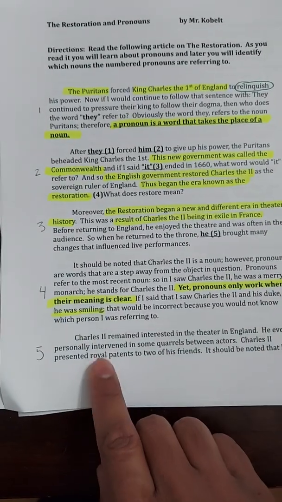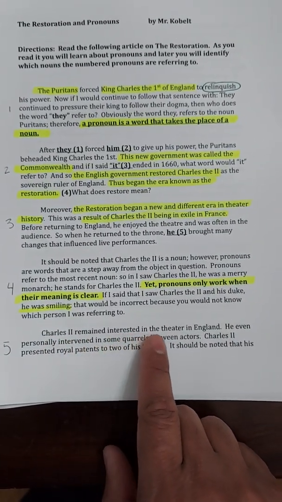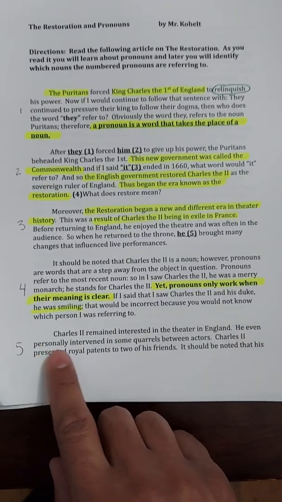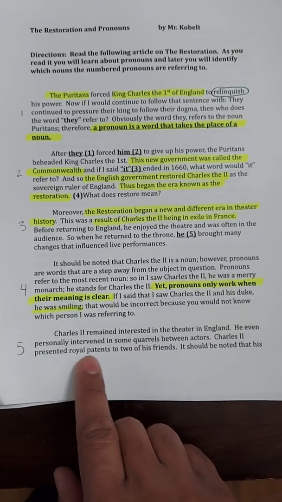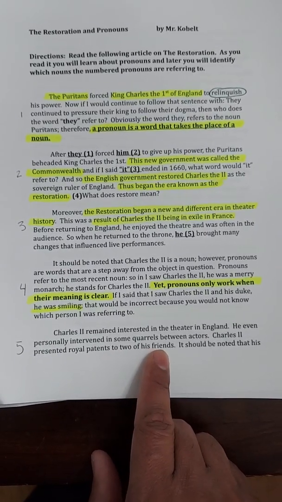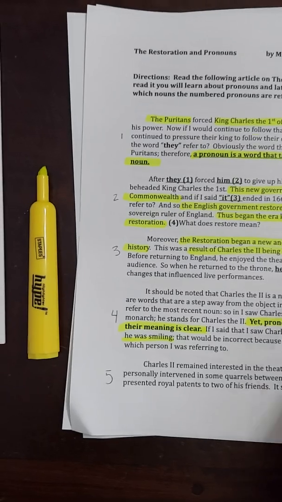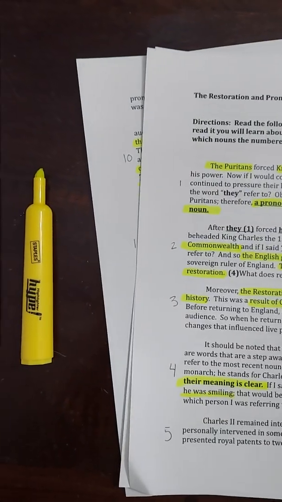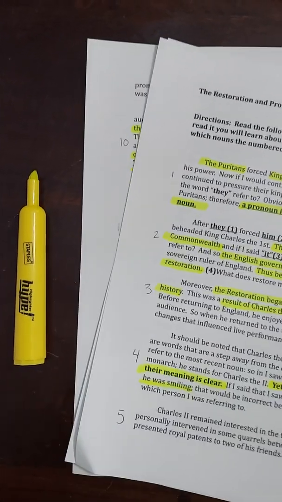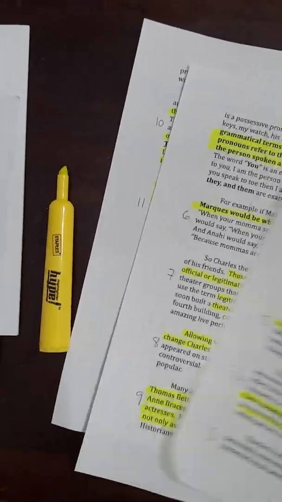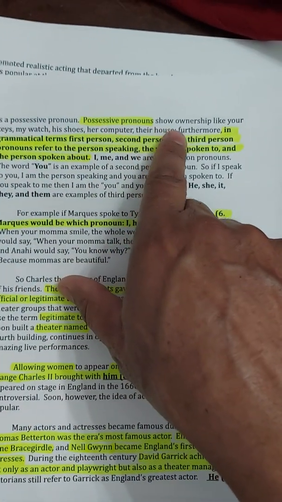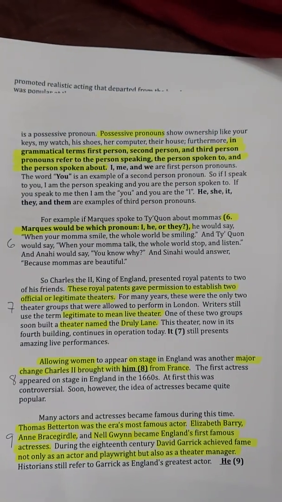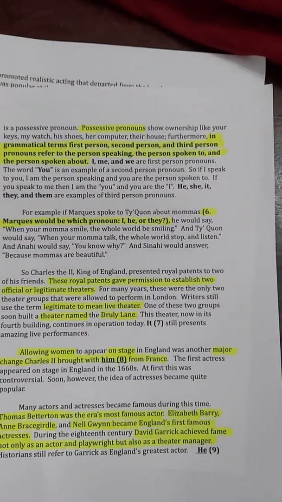Okay. Number 5. Charles II remained interested in theater in England. He even personally intervened in some quarrels between actors. Charles II presented royal patents to 2 of his friends. It should be noted that his is a possessive pronoun. Possessive pronouns show ownership, like your keys, my watch, his shoes, her computer, their house.